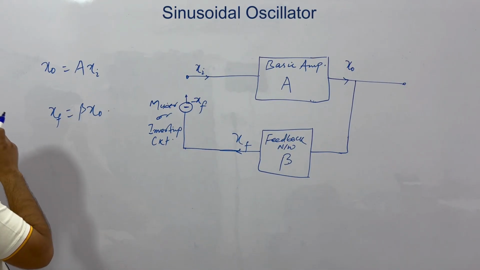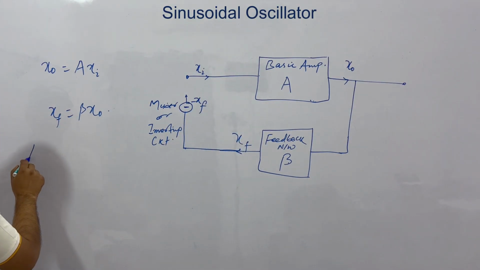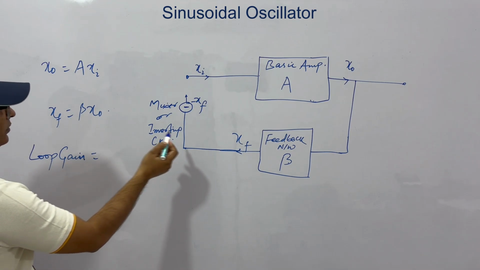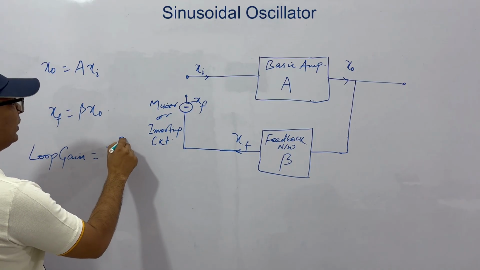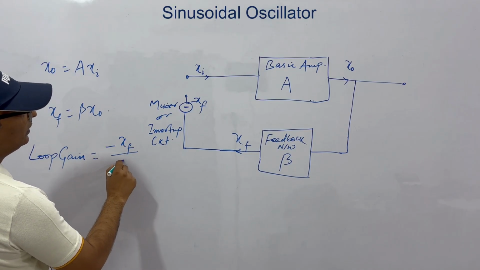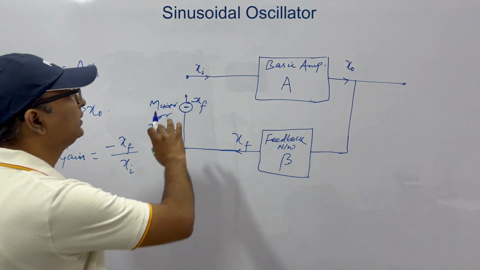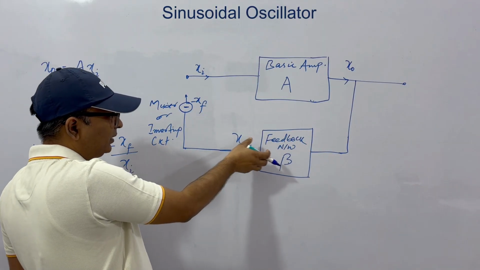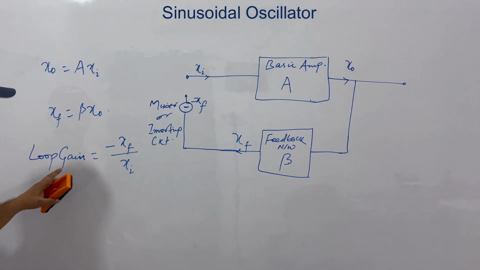Okay. So what is the loop gain? This is loop. What is the loop gain? Loop gain is basically what we have at this output and this as input. So this means minus XF by XI. This is your loop gain. That is, from input it traveled to this, then from output it was sampled by the feedback network and at this point we get minus XF. So loop gain is basically minus XF by XI.